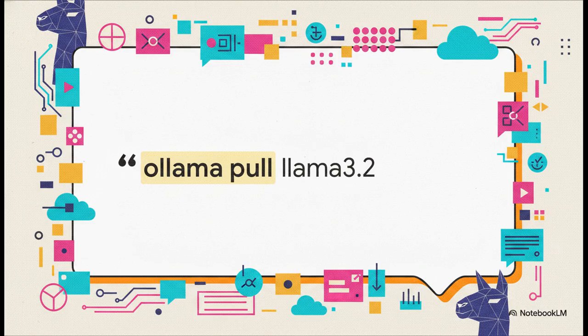Back in that same terminal, type this command: ollama pull llama3.2. We're using Llama 3.2 because it's a fantastic starter model. It hits that perfect sweet spot of being really powerful, but also light enough to run well on most machines. This will probably take a few minutes, depending on your internet speed, so just let it do its thing.